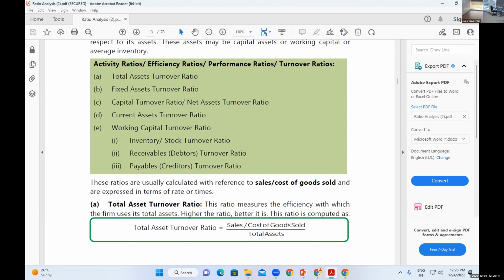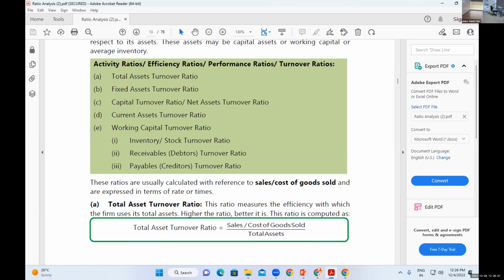So what is the interpretation? The higher the ratio, the better the efficiency. In all these groups of ratios, you are measuring the efficiency. You have to say it in terms of efficiency. Now take an example. Assume sales is 20 lakhs. Total asset is 2 lakhs. What's the ratio?